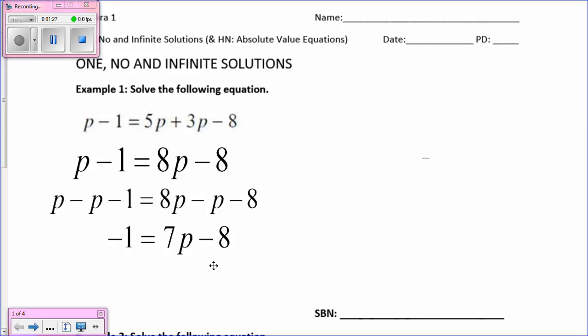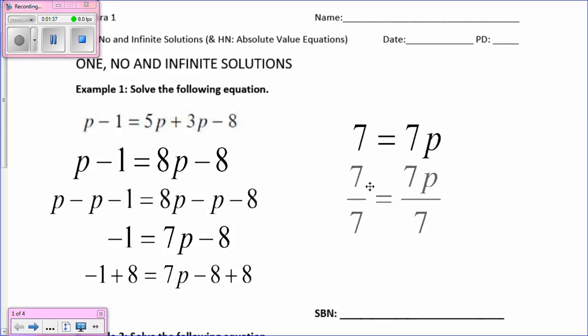Now I'm going to go ahead and add 8 to both sides, and that's going to give me a 7 on this side and a 7p on the other side. Now I go ahead and divide it by 7. I get 1 equals p. Stuff that you guys have already done before.